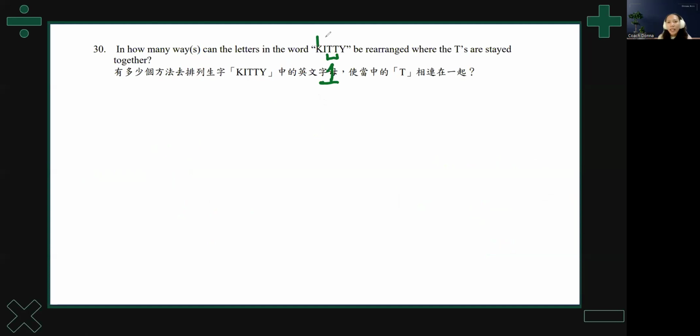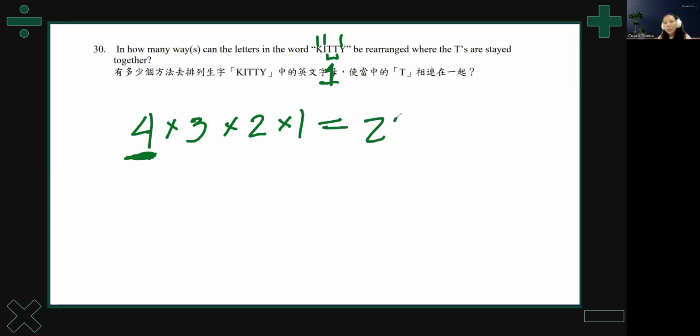So you have one K, one I, and one Y, and one pair of T. We want them to stay together, so we just consider them as one in the counting. So you have 1, 2, 3, 4. So you have 4 times 3 times 2 times 1. Whatever count you have, decrease it to 1. 4 times 3 is 12, times 2, 24, times 1, 24. So this is how we get our answer for the last number.